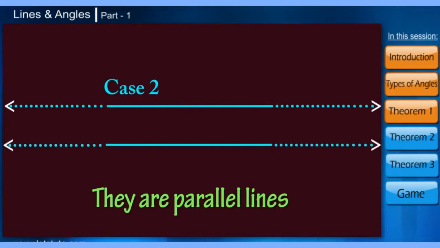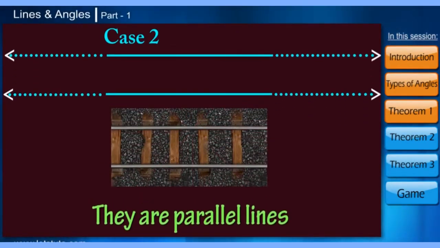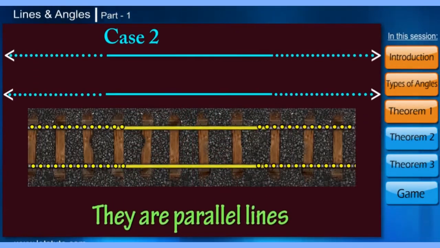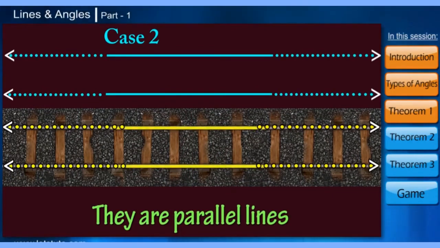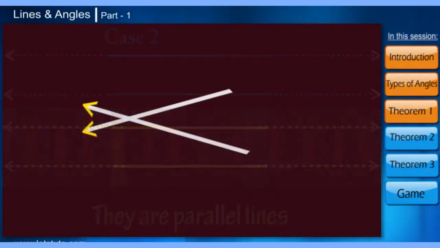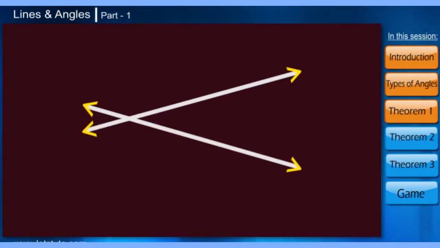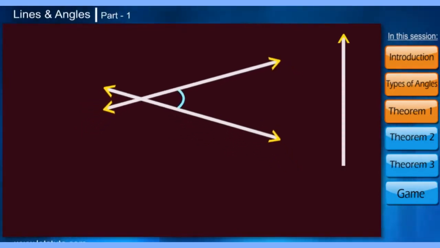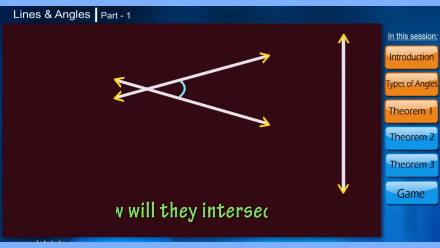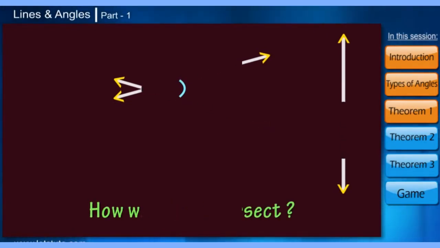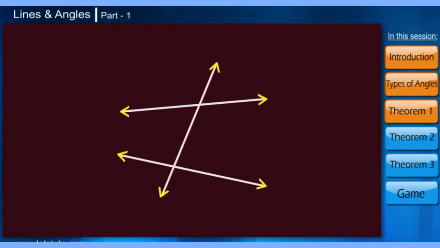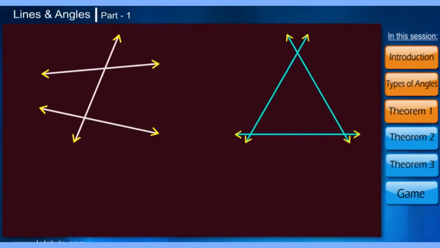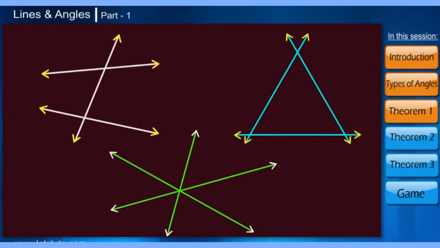Now just imagine this like a railway track. Two tracks are always running parallel to each other, but they never intersect or meet each other. So till now we have only had two lines intersecting each other, forming one angle. What happens when we have three lines? How will they intersect with each other? Let's see what are the various permutations and combinations related to the various angles that are formed.